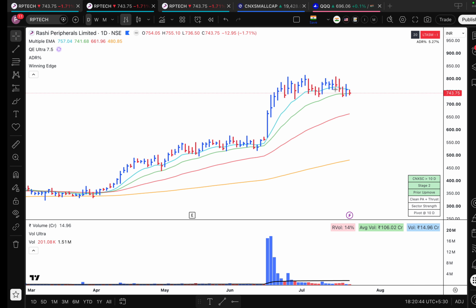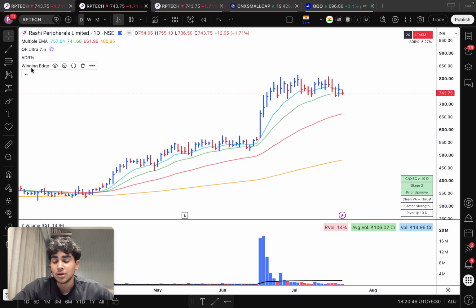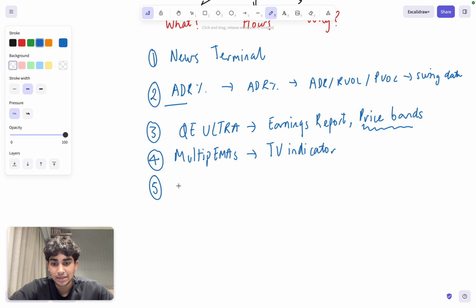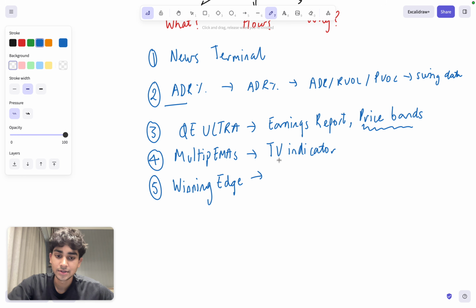Now, the next one that I use is actually the Winning Edge. This particular indicator is proprietary, right? This is for the community members and for me. In fact, this has still not been given to the community members solely because I'm still experimenting and testing with it. But what this does is it puts all of my entry criteria in front of me.